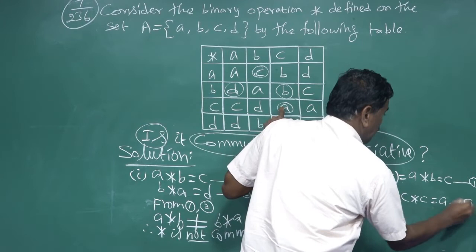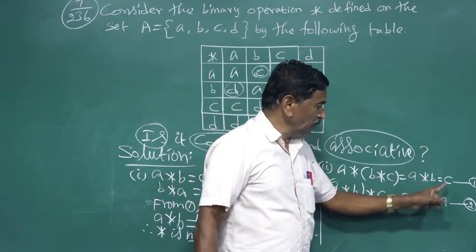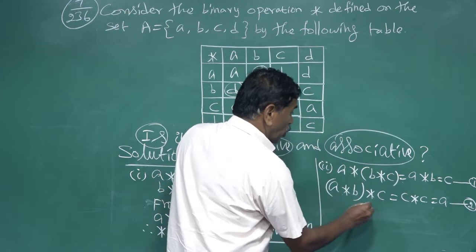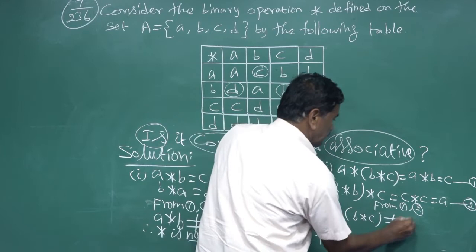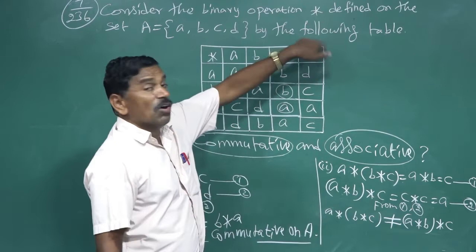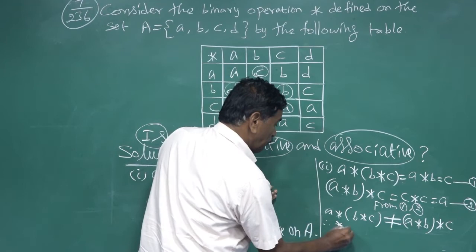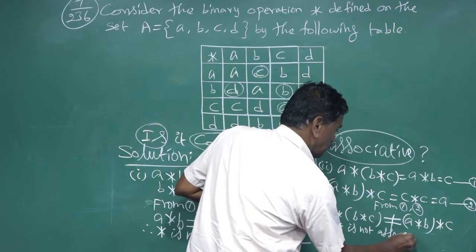Now, first equation gives c and second equation gives a. So the two sides are not equal, since c and a are not equal. Therefore, from 1 and 2, listen carefully, it is clear that a star (b star c) is not equal to (a star b) star c. Therefore, star is not associative on the set A. So hence the answer.